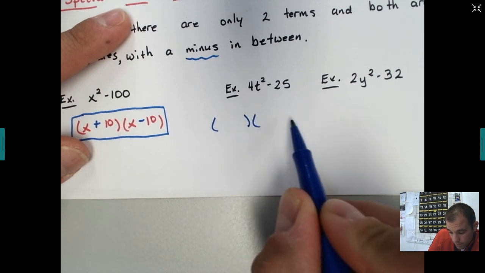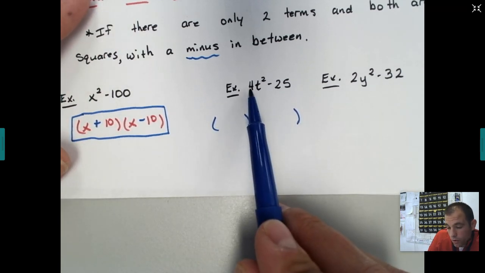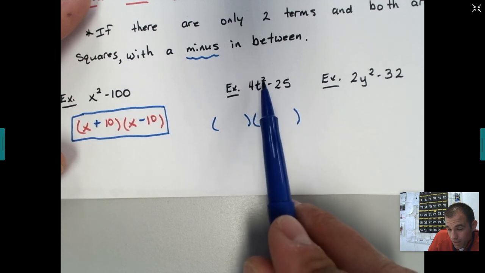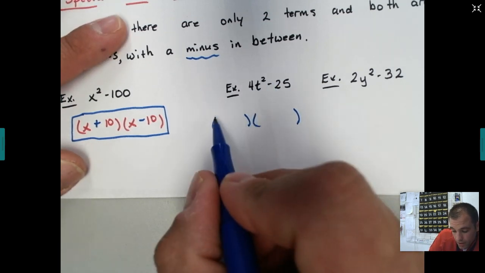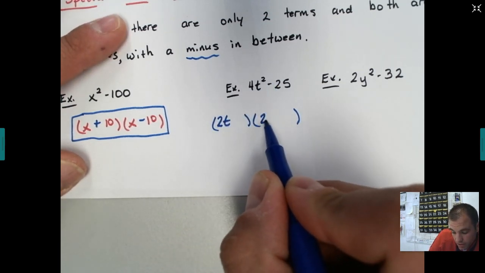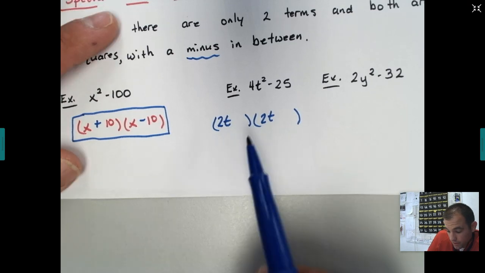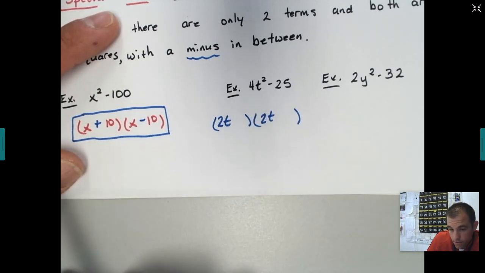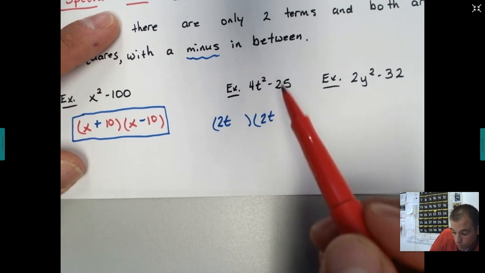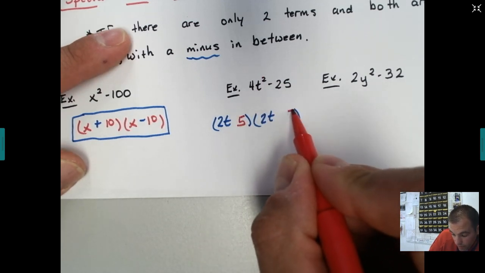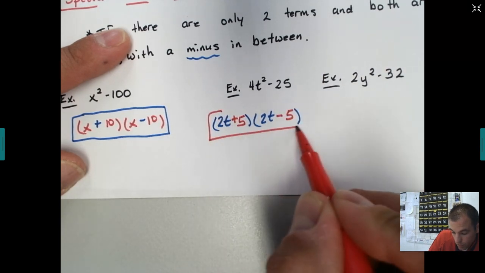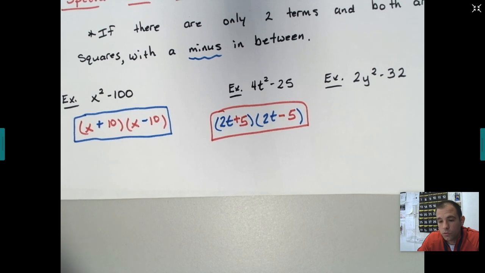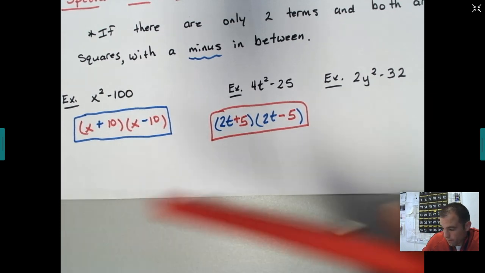So I'm going to split this up. The square root of 4t squared. So basically, cut that, I don't want to say in half because it's not always going to be half, but the square root of that is going to be 2t and 2t, because 2t times 2t is 4t squared. The square root of 25 is 5 and 5. One of them is plus, one of them is minus. Again, the order of the plus and minus makes absolutely no difference. It doesn't matter where you put them. All right?